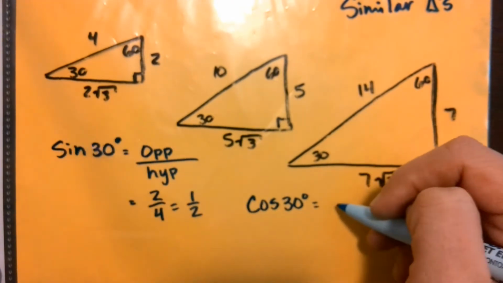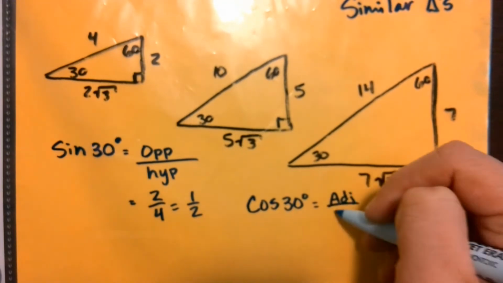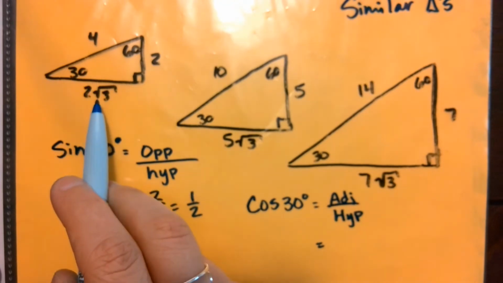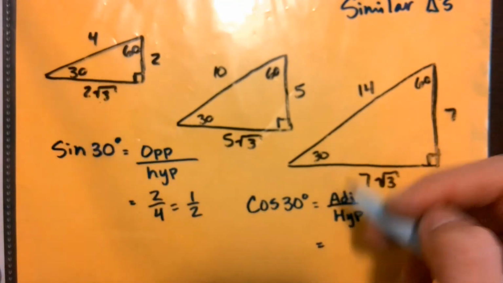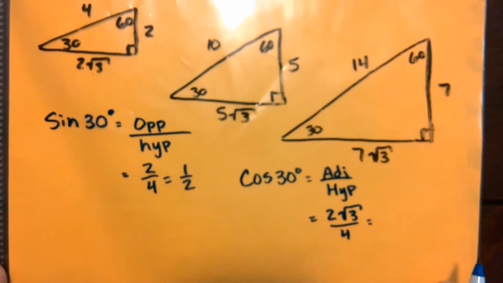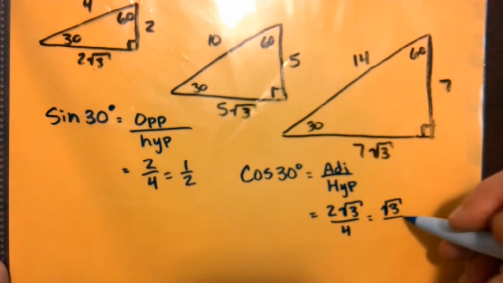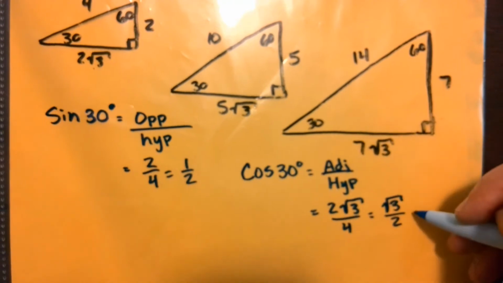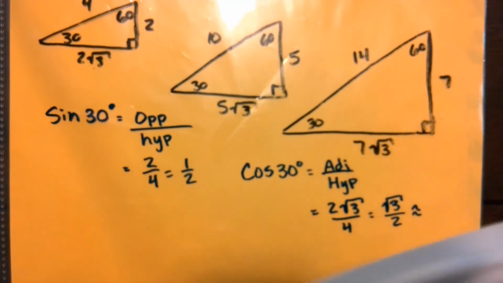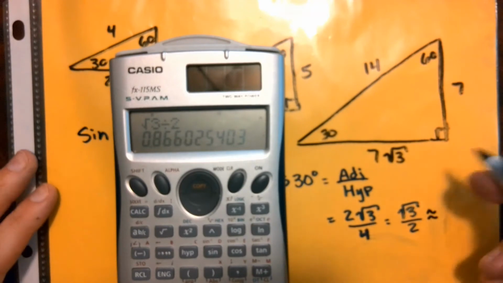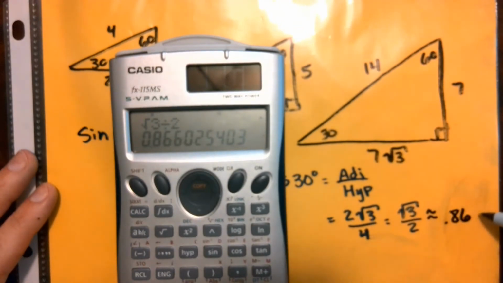So if we're looking at cosine, now we know that that is adjacent over hypotenuse. So if we look at this first one, our adjacent over the hypotenuse is going to be our 2 radical 3 over 4, which if we simplify that is radical 3 over 2. Because our calculator is going to give us a different value, let's simplify this and see what our ratio is as a decimal. So radical 3 divided by 2, you get about 0.866.